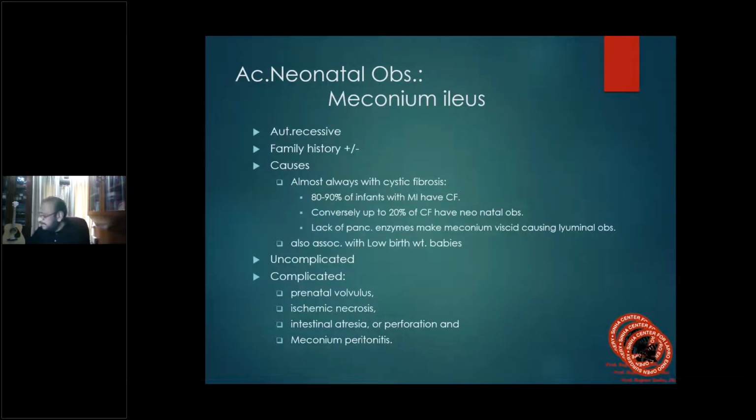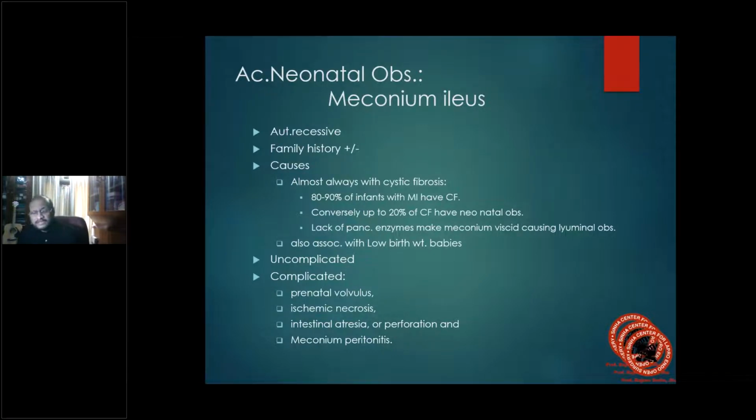Now coming to the second one, and that is the meconium ileus. This is the second acute neonatal obstruction we're talking about, apart from atresia and stenosis, and that is meconium ileus, autosomal recessive, family history may or may not be there. The cause is almost always cystic fibrosis. That means most of these patients would be having cystic fibrosis, 80 to 90%. 20% of cystic fibrosis patients will be having neonatal obstruction of meconium ileus. So that is the converse.